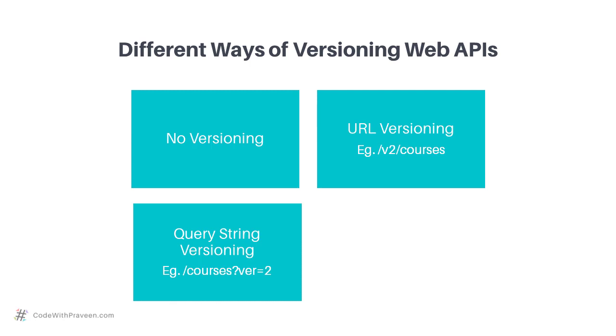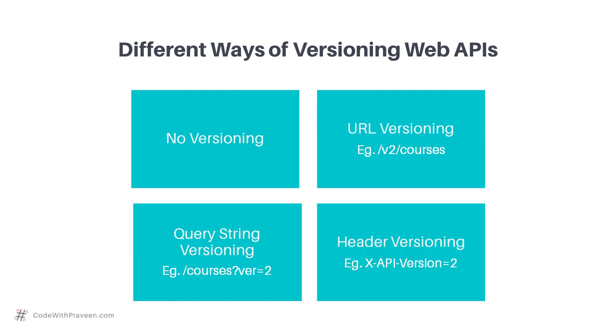The third approach is query string versioning. Here you specify the version of the resource by using a query string parameter for the HTTP request. For example, /courses?version=2. The version parameter should default to a meaningful value such as version 1 if it is omitted by older client applications.